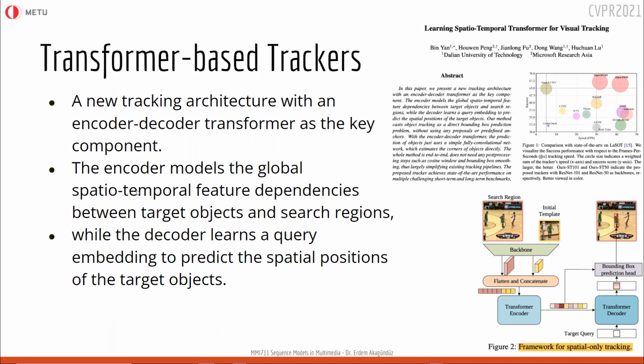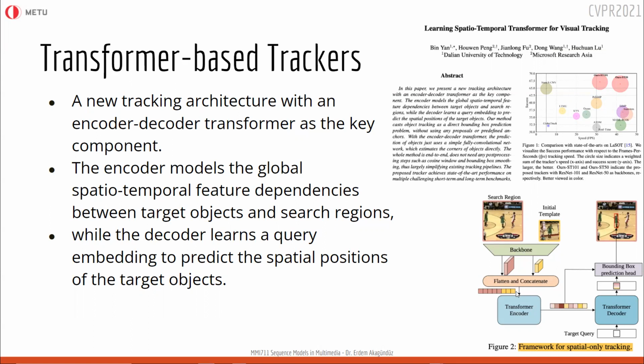While the decoder learns a query embedding to predict the spatial positions where the target is. So as you can see, we have the transformer. This is the search region, this is the initial template. You feed them to a backbone. Backbone means a type of convolutional network to get the features again.